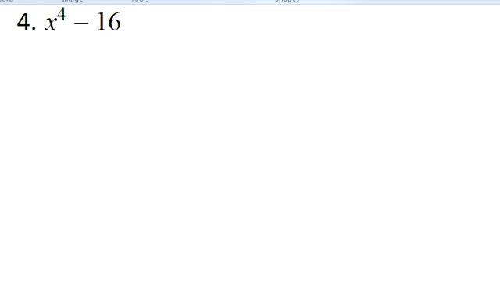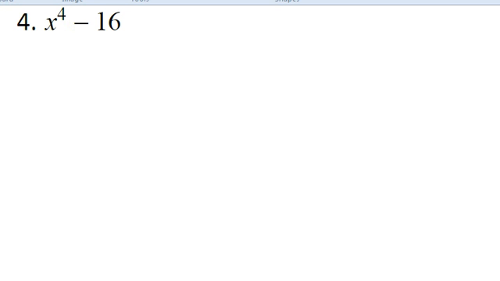Okay, we're going to go on to number 4 here. Number 4, I'm only doing it because it has x to the 4th, so it's one more power, meaning it's going to have one more root. So we're going to have 4 roots in this one. And the way I would do this, actually, I'm going to explain how I would do it, and then I'm actually not going to do it that way.